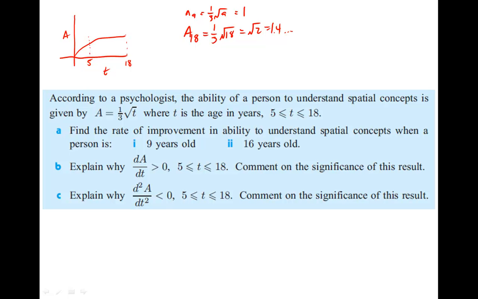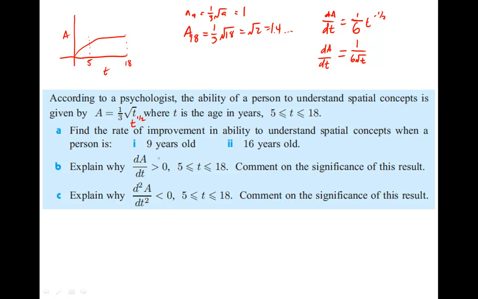So in order to find that, we're going to need to take the derivative. So let's take A and let's find dA/dt. How is A changing over time? Now, to do that, the easiest way is probably to rewrite this as t to the 1/2. Because if you do that, then you can bring the 1/2 in front, and so you get 1/6 t to the negative 1/2. Or in other words, 1/6 over the square root of t. So that's dA/dt.